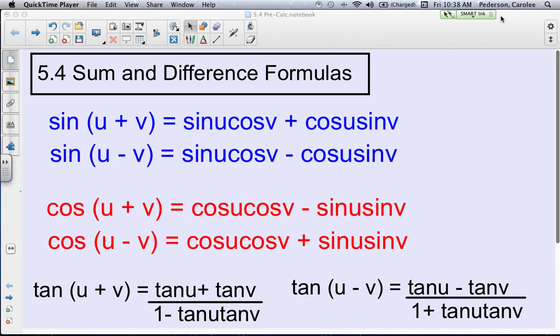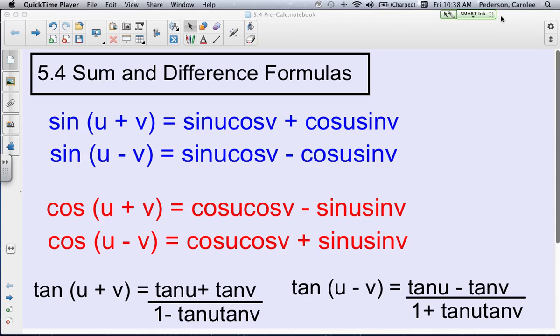This is 5.4, Part 1, Sum and Difference Formulas. This slide you don't need to write down. It's already on your golden formula sheet. Just make sure you see them on your formula sheet. These are the sum and difference formulas.